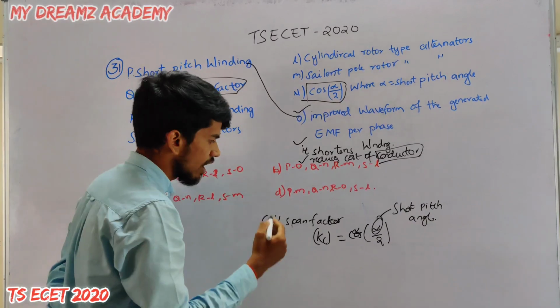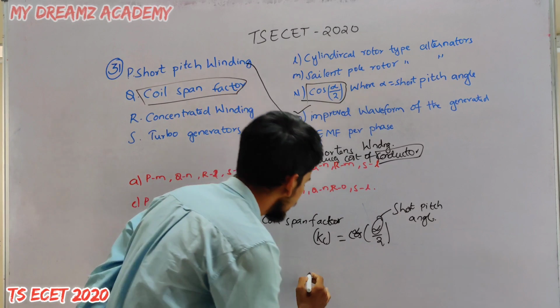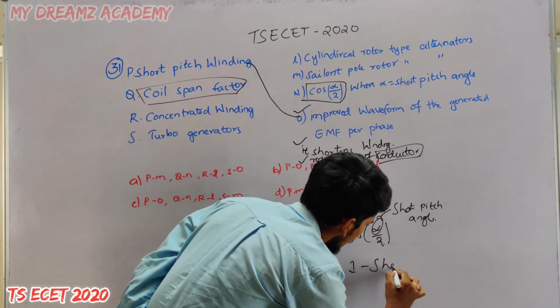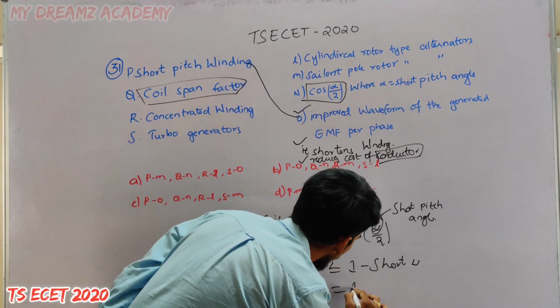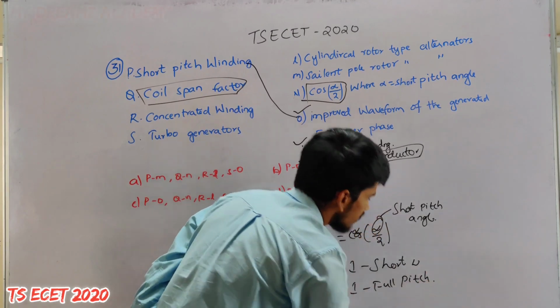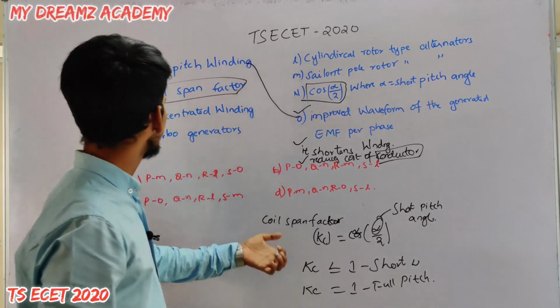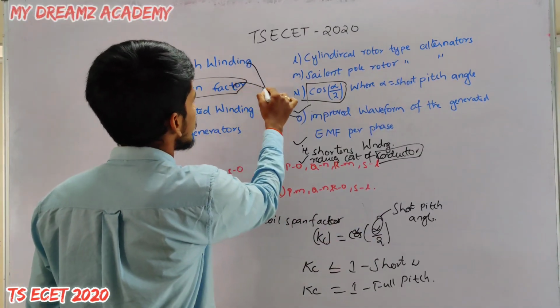How can we say whether this is short pitch or full pitch winding? If Kc is less than or equal to 1, it is known as short pitch winding. Where Kc is equal to 1, it is known as full pitch winding. So in this way you need to know the information regarding all these elements in the match the following. So Q is related with N.